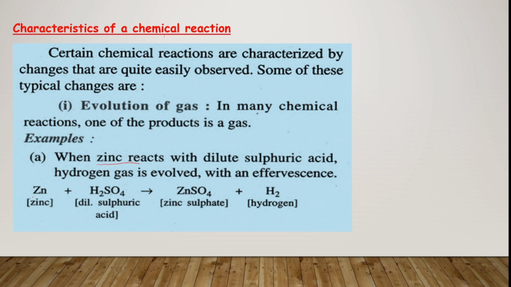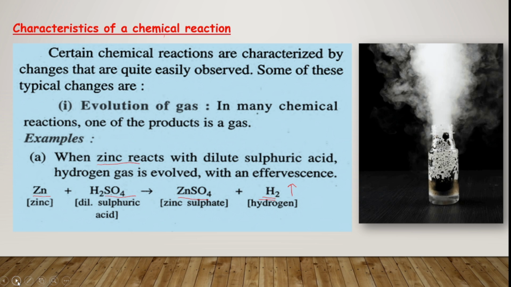What is the symbol of zinc? Zn. Zinc reacts with dilute sulfuric acid, zinc sulfate and hydrogen gas are produced, and hydrogen is evolved. Evolved means hydrogen gas is released, isn't it? So the first way we can observe whether a chemical reaction has taken place is evolution of gas. This is an example of evolution of gas. Not so severe; if we take a test tube and do it in a lab, the amount of gas will be less.